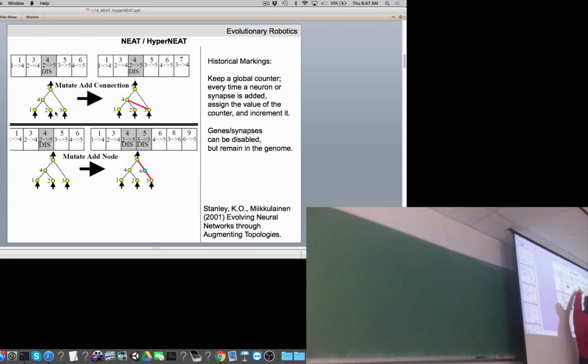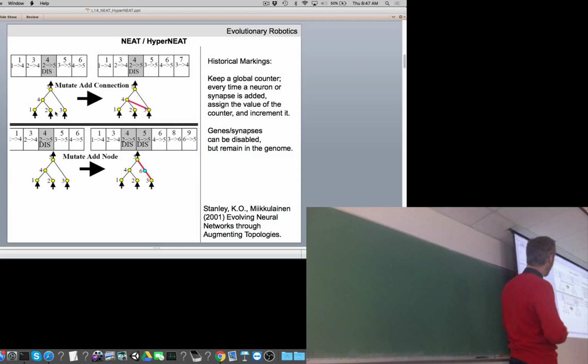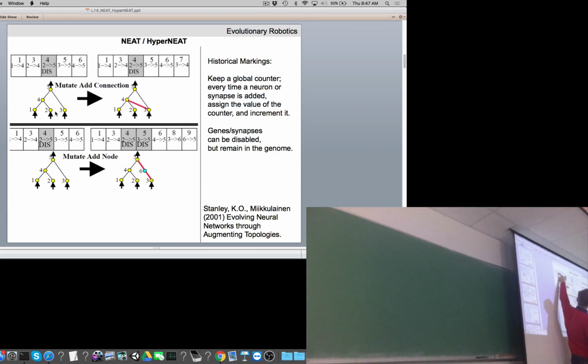The mutation operator adds a new node here, which is adding a connection here, and it's adding a new synapse here that connects neuron 3 to neuron 4. When that synapse is added, evolution also picks a random weight for that synapse, and the weights are just not shown here. You'll notice these numbers up here. These are the innovation numbers or the historical markings. These numbers are decided by keeping a global counter, and every time a neuron or synapse is added, like here, we assign the value of the counter and then increment this global counter.